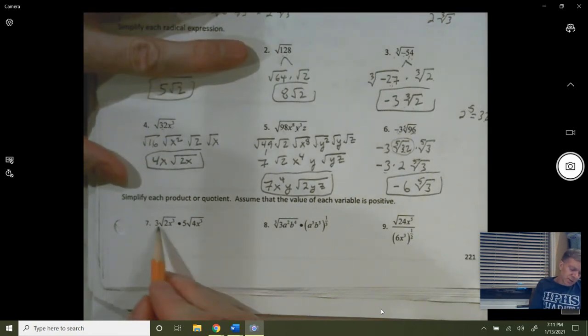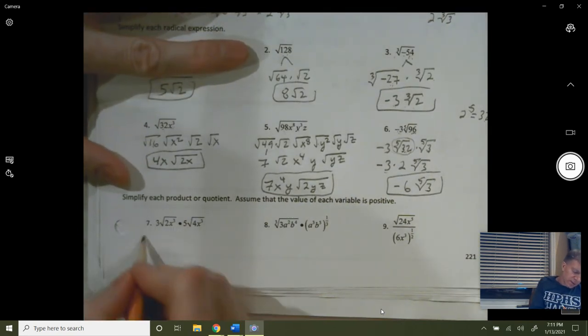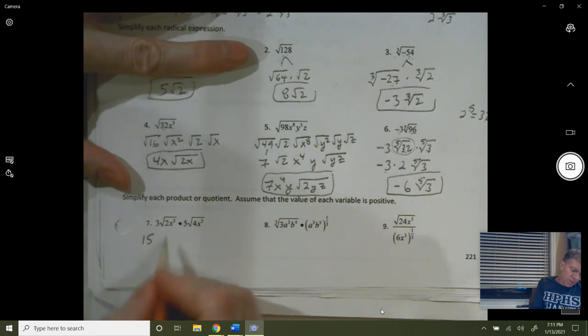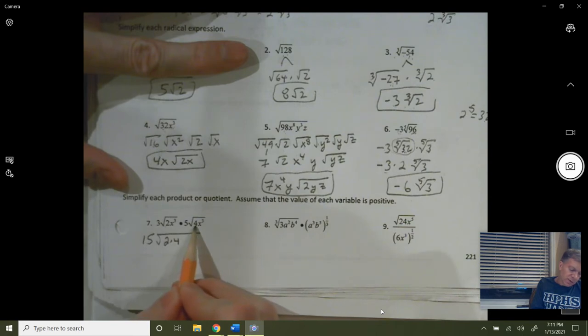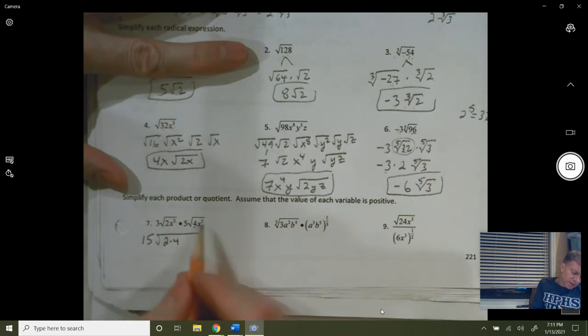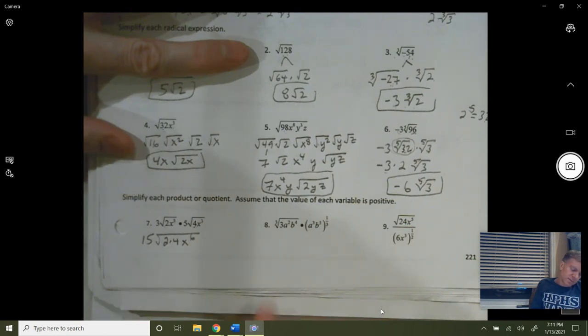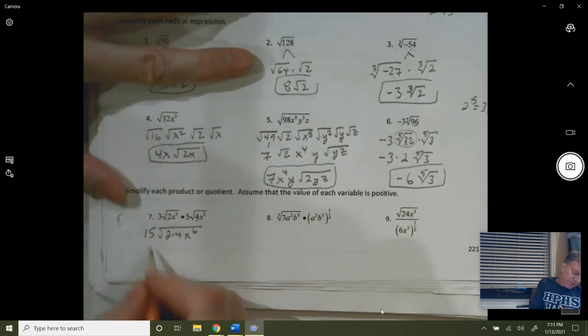All right, down here. I like to take what's outside the radical and combine those. 3 times 5 gives you 15. What's in the radical, I'm just going to leave as 2 times 4. You could multiply those to 8, but I'm looking for perfect squares. That 4 is already a perfect square, so I'm going to leave it as 4. And I've got x cubed times another x cubed. We can call that x to the 6th.